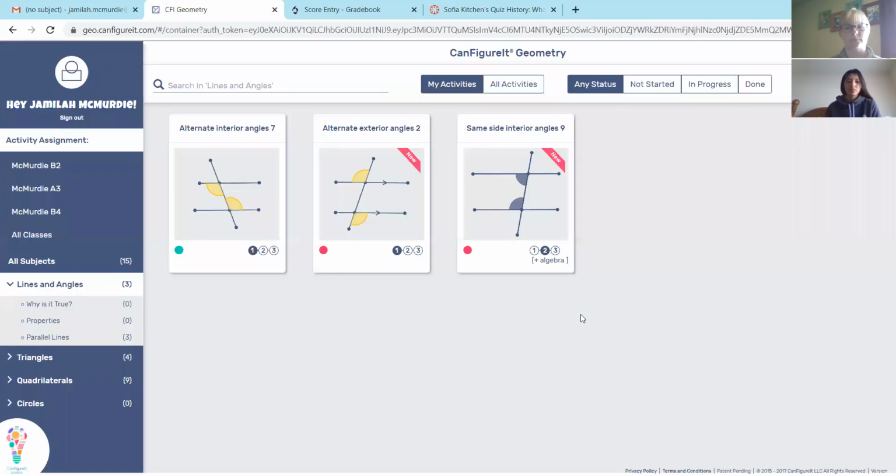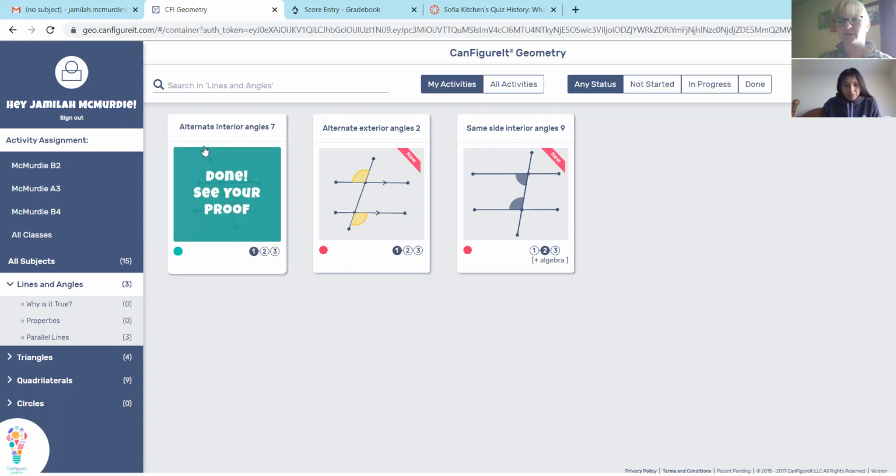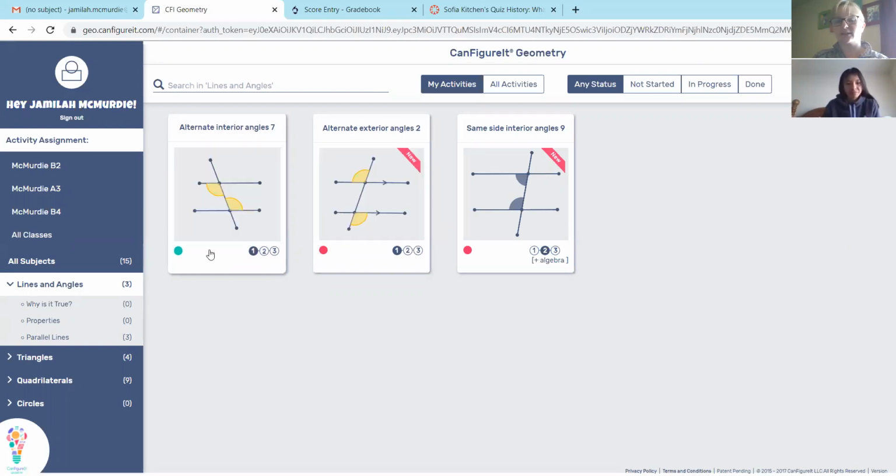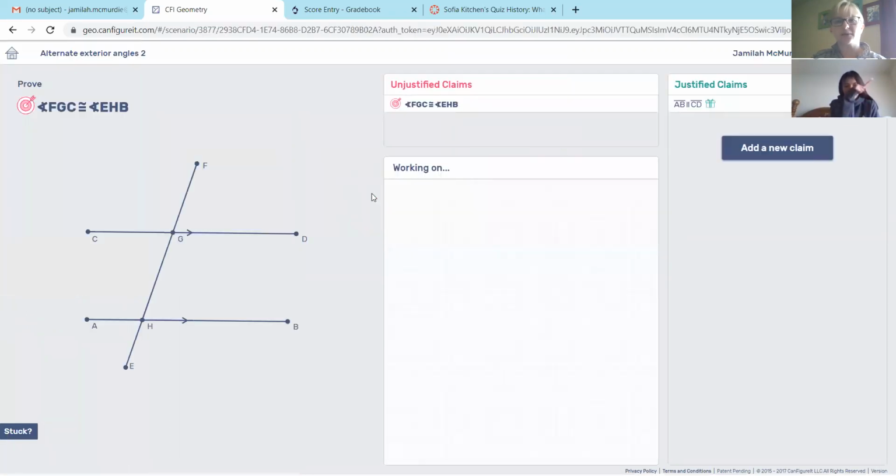So let me show you. Okay, so I think you were going to try this one, right? The alternate interior? Okay, did you try it? I was trying to, but I feel like it's easier with numbers instead of letters. Right, true. Okay, let's just try this one. This one is very similar to what you would do on that alternate interior angles one, so let me just show you what this one looks like.